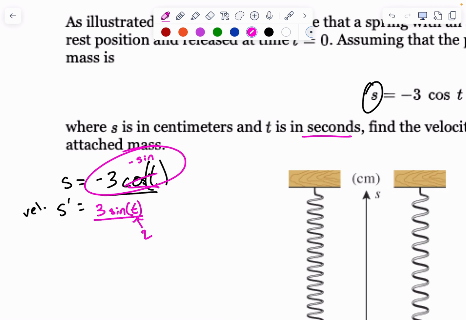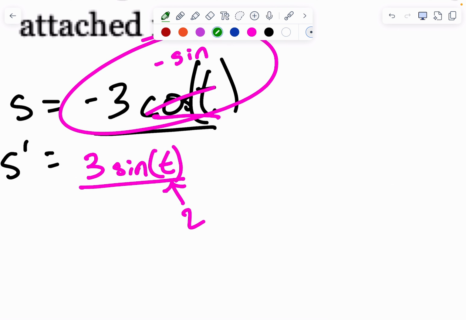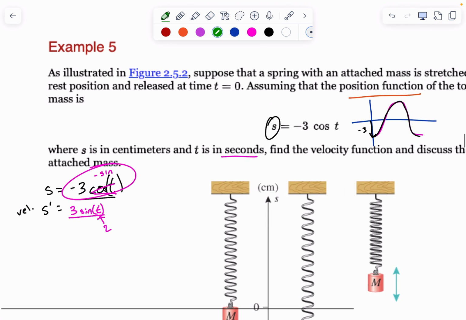Why? What's the difference? Radians are the amount of times it goes around the circle. Go to mode and go to radians. Okay, so 3 sine of 2 radians, because we reset it. That's 2.7.